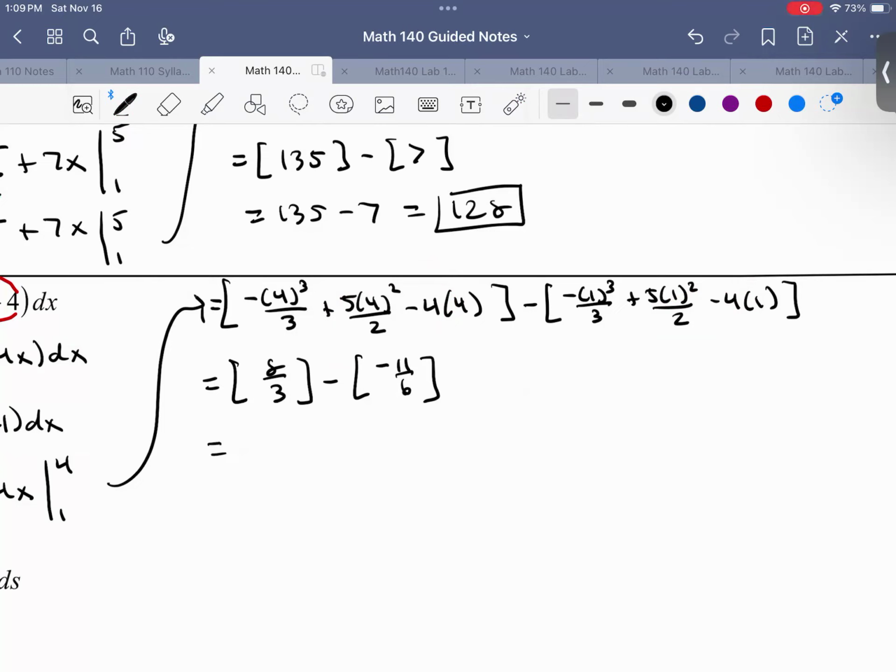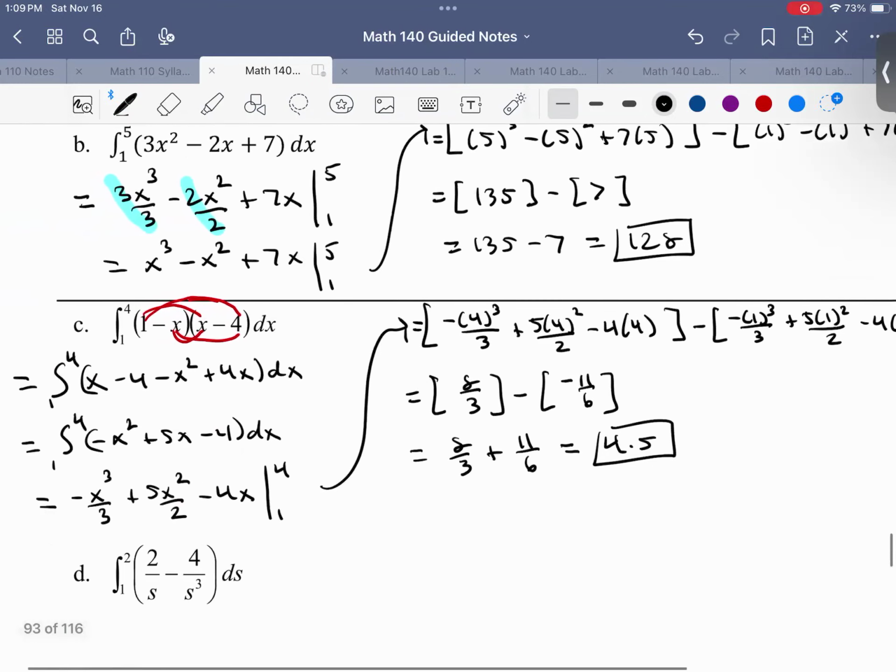But what this ends up being is 8/3 plus 11 over 6, which is, putting it in my calculator, 4.5. Okay, so that is letter C.